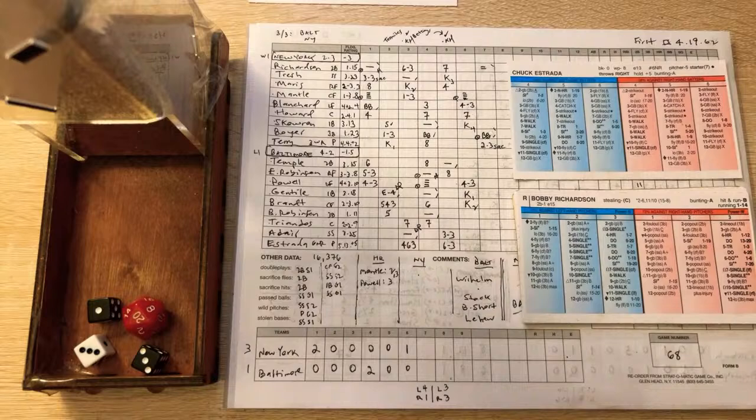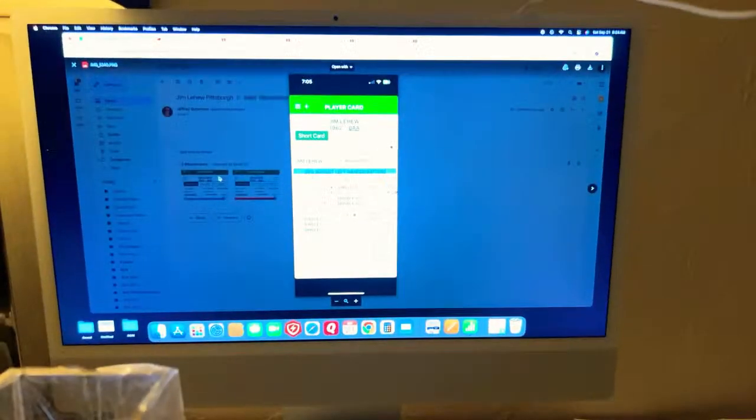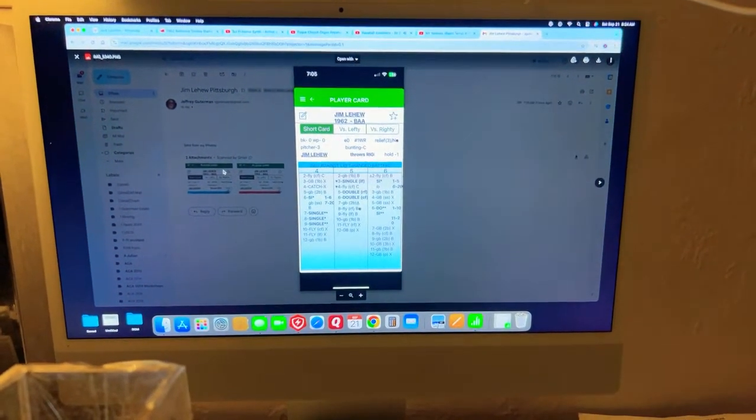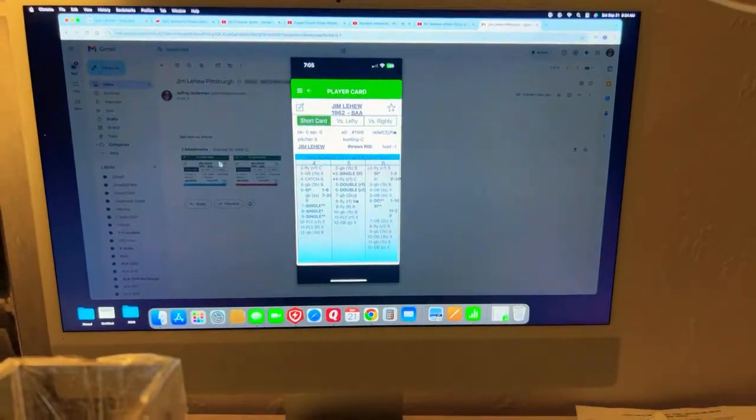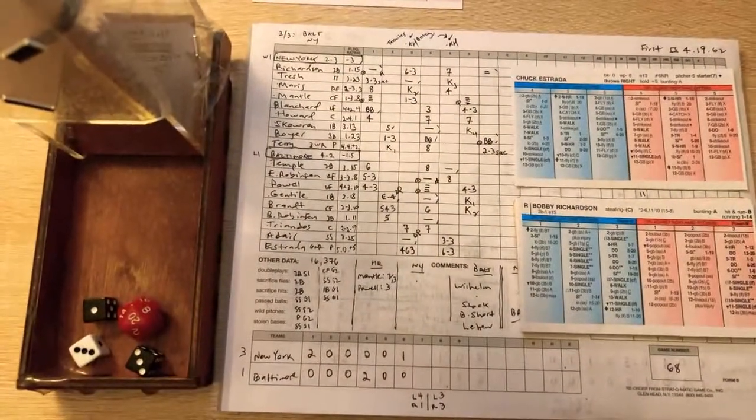Action in the Orioles bullpen. And warming up is Jim Lehew. Jim Lehew, non-carded. Non-carded, pitched in this game real world, obtained from the card viewer. Jim Lehew, warming for the Orioles.